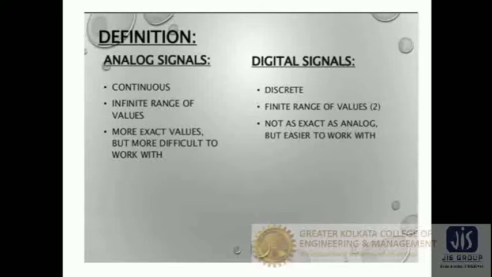In the case of digital signals, it is discrete in nature, with a finite range of values, not as exact as analog but easier to work with. That means it is easier than analog signals. Both have their pros and cons, that means both have their advantages and disadvantages in our system. We first explain the analog signal, and after that, we will explain the digital signal.